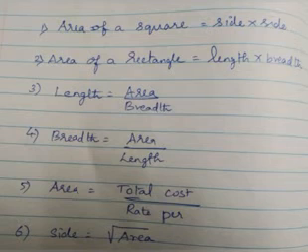If area and length of a rectangle are given, to find the breadth, use the formula breadth equals area by length. If area and breadth are given for a rectangle, to find the length, use the formula length equals area by breadth. Same way, if the area of the square is given, to find the side, you have to use the formula side equals square root of area.